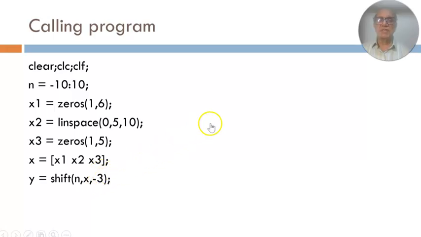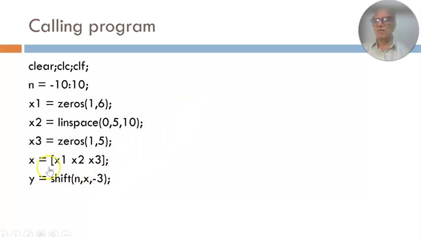So negative for the shift function, remember, it means advance. If this was plus, it would mean delay. This is somewhat different from one of the earlier functions that we had studied for ramp delay, etc. But the shift function works like this. So if this is positive, it will be delay. If it is negative, it is advance.